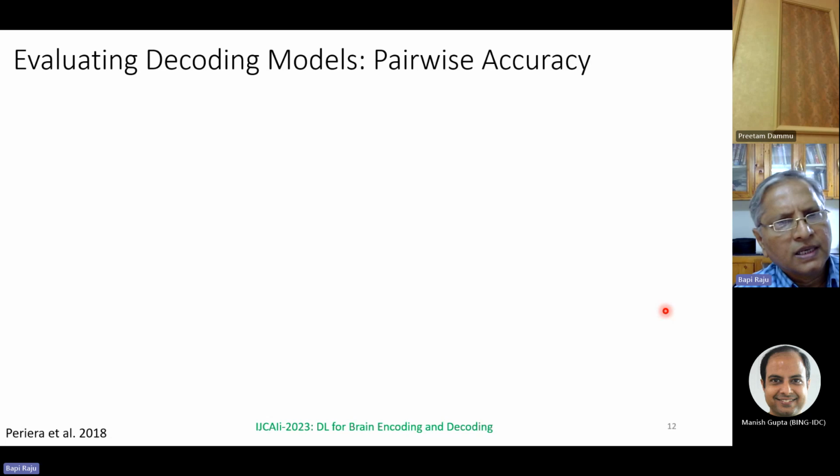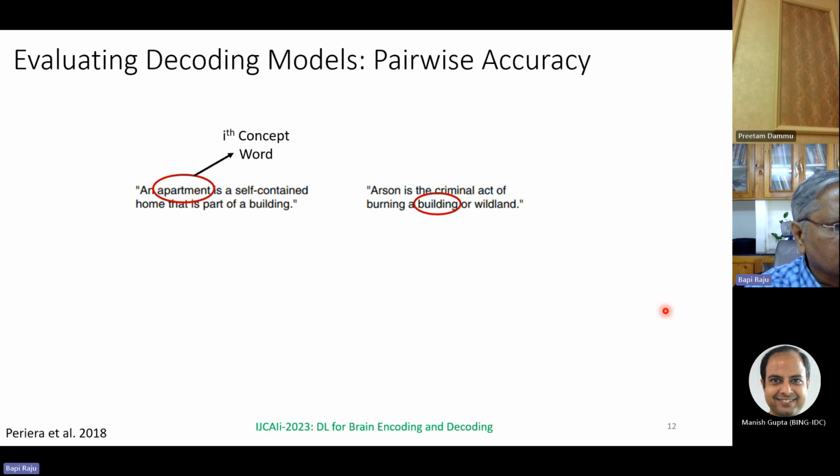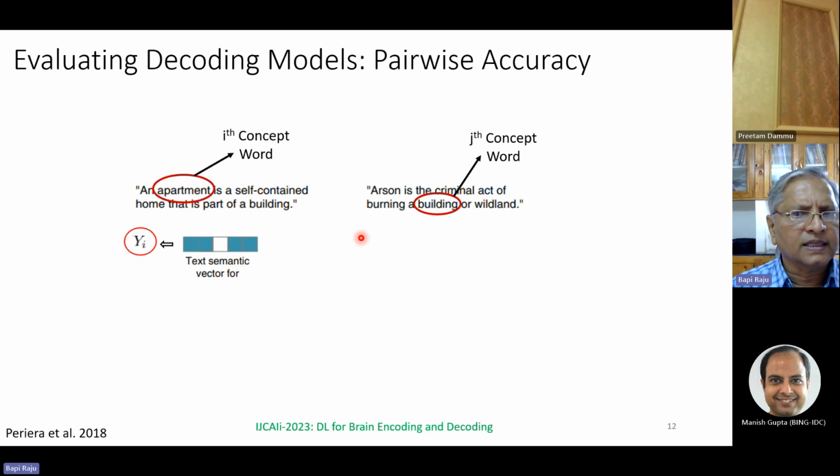Pairwise accuracy is one common metric that is used. If this is the stimulus, the concept word that I'm showing a sentence of, the concept here is apartment. The sentence that uses this concept is presented, and there is another, jth concept, with a sentence that uses a different concept, which here is building. Of course, apartment and building are related, but they are different. One is more specific, one is more general, right? So those concept words and the corresponding.